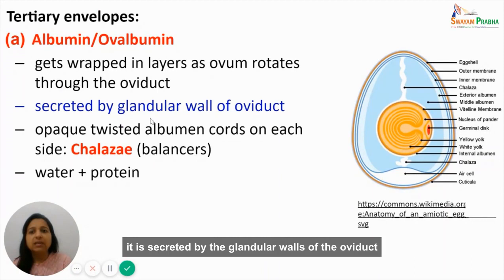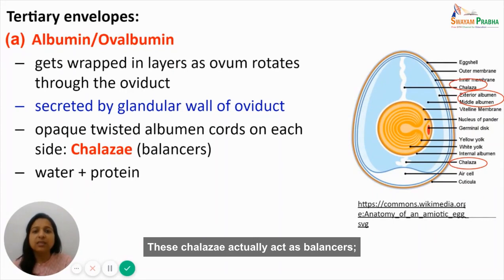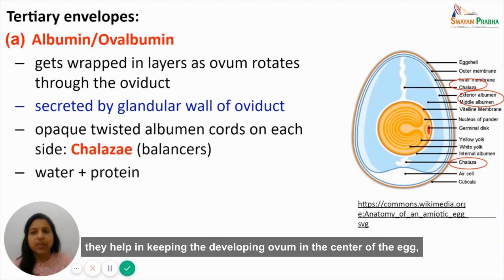And this albumin is secreted in layers around the ovum. There are prominent opaque twisted cords of this albumin on each side of the ovum that we see here, which is known as chalaza. These chalaza actually act as balancers. They help in keeping the developing ovum in the center of the egg. Albumin essentially consists of water and proteins.